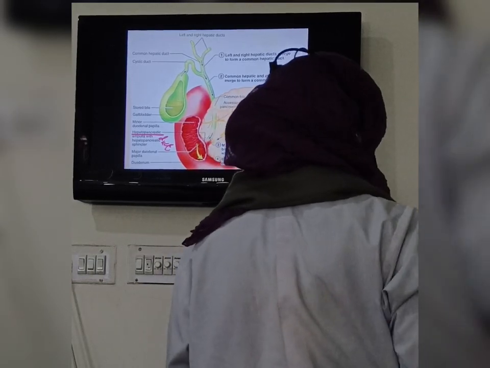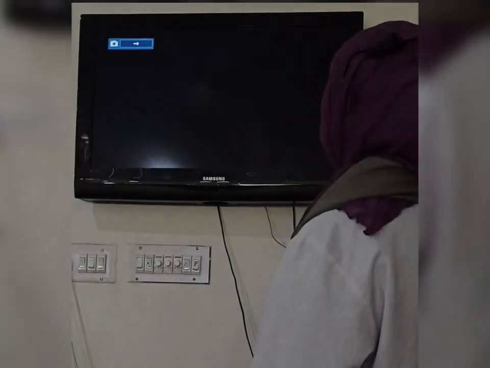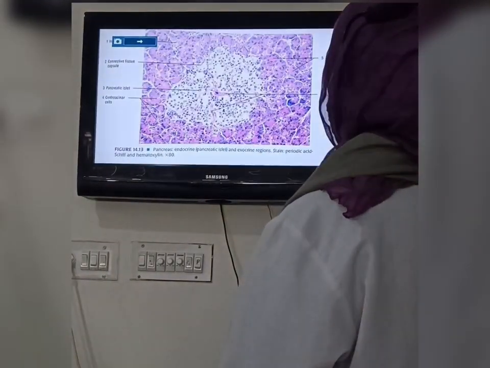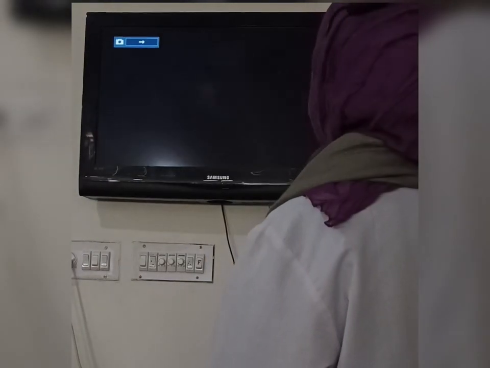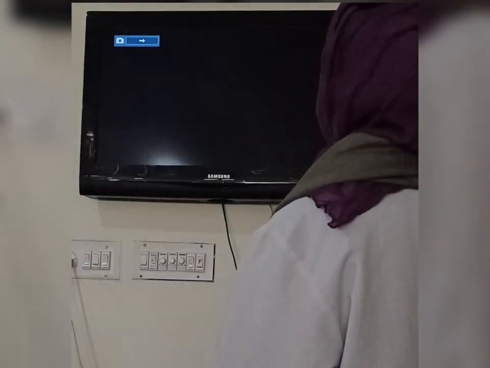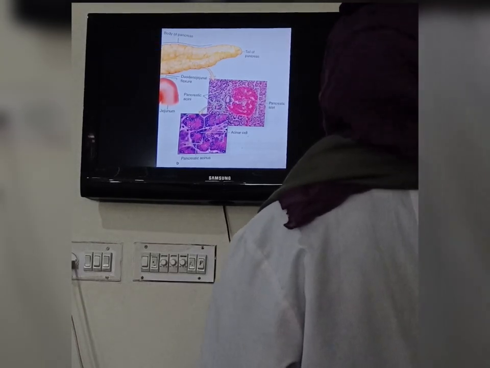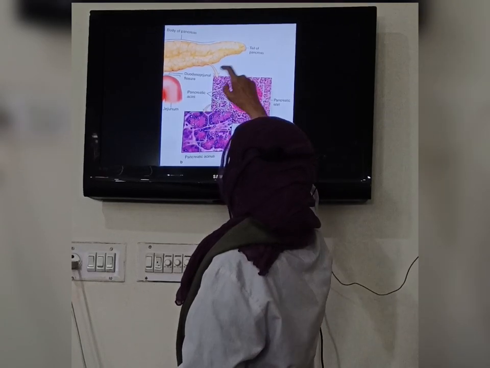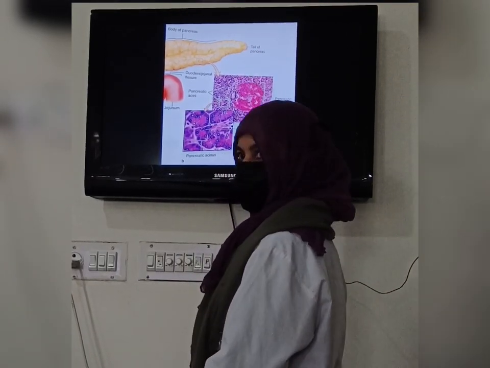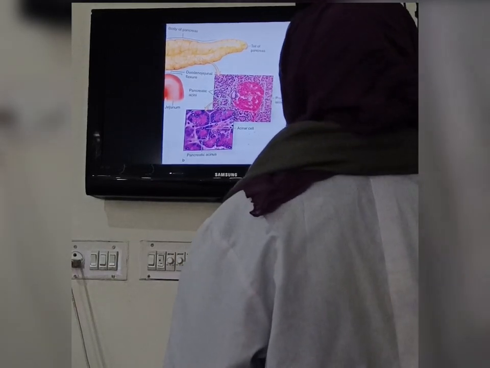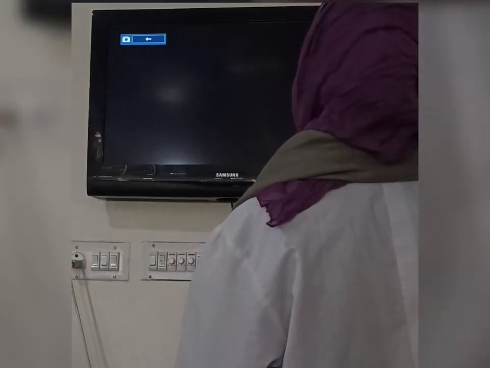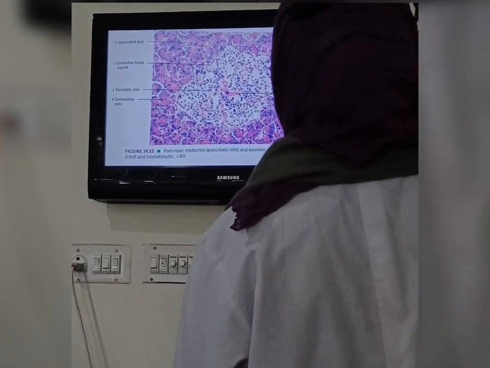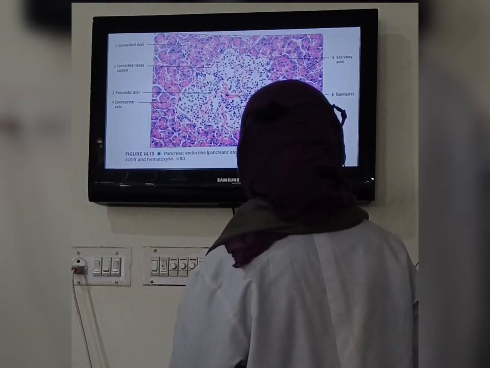Okay, let's find some other related diagram. That was about the duct system. Okay, this portion is just to show you the body of the pancreas and the tail. And here you know there lies the spleen, right? Okay.